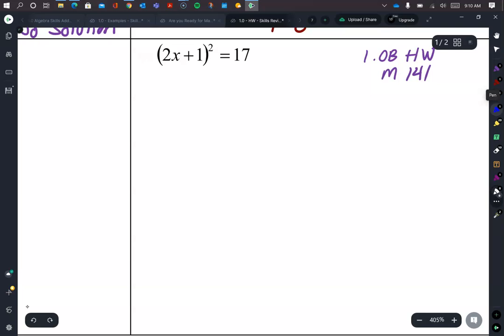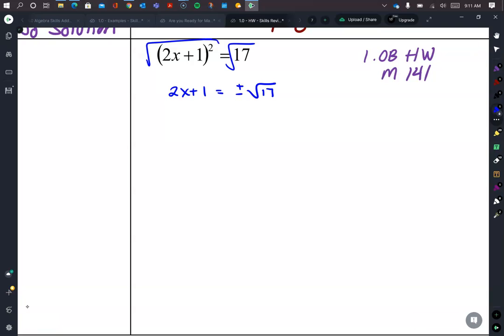But in this case, I can go ahead and take the square root of both sides, and that leaves me with 2x + 1 equals the square root of 17. But remember, we have plus or minus square root 17. So now we would finish solving. We're going to subtract 1 from both sides, and I'm going to leave the -1 here to the left just so it's in the proper format.